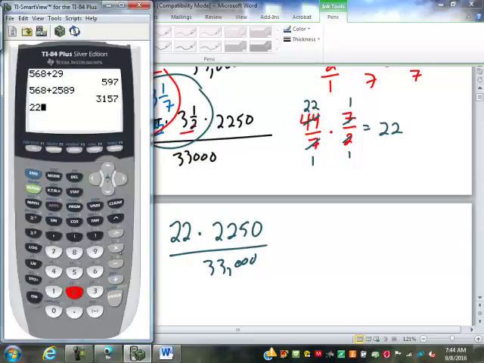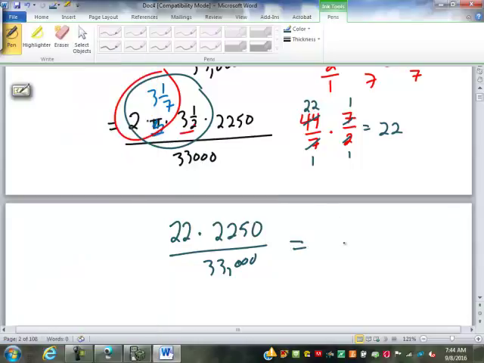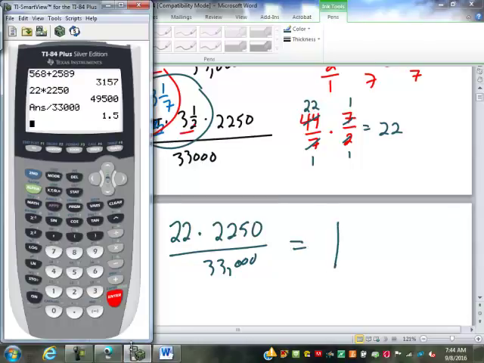So 22 times 2250, and then divided by 33,000. Now the calculator is going to give it to us as a decimal, 1.5. We can see and know that it's 1.5. But if we didn't, we'd write down the whole number, then subtract the 1 from it. Then we have to figure out how to turn that 0.5 into a fraction.